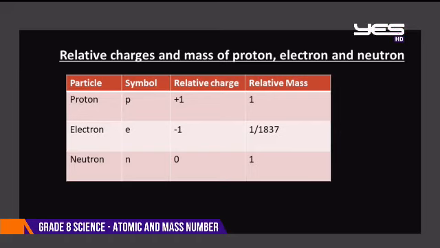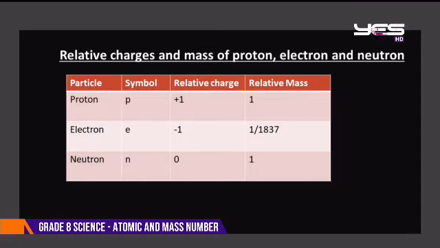The second subatomic particle is electron. What is the symbol of electron? Electron symbol is the letter E. Its relative charge is -1 and relative mass is 1 divided by 1837. One more time, what is the symbol of electron? Symbol of electron is the letter E. Its relative charge is -1. Its mass is 1 by 1837.